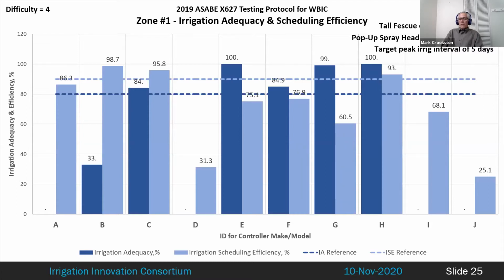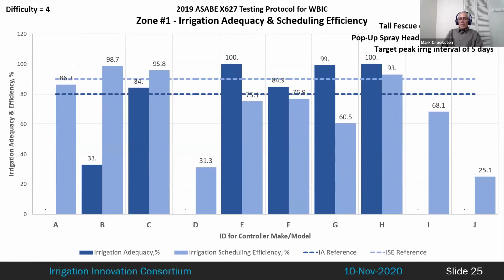And irrigation adequacy is, did it water enough that the plant was not seriously stressed? And irrigation scheduling efficiency is, it watered just enough. So if it waters too much and water is unneeded, then that would lower that efficiency. But they work together. A brief summary of zone number 1 is included in the upper right-hand corner, so you can kind of see what kind of zone this was as you look at that. And you can also see that the difficulty rating of the zone was 4. So it was a difficult, not the most difficult, but it was difficult.